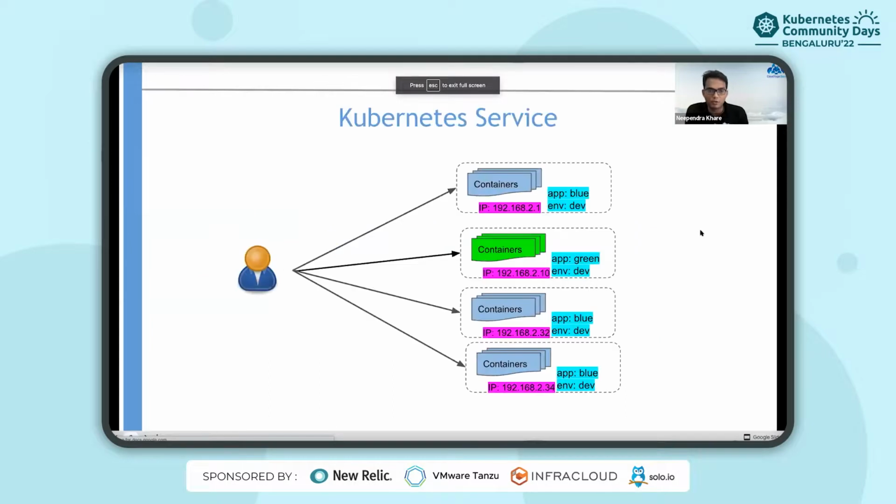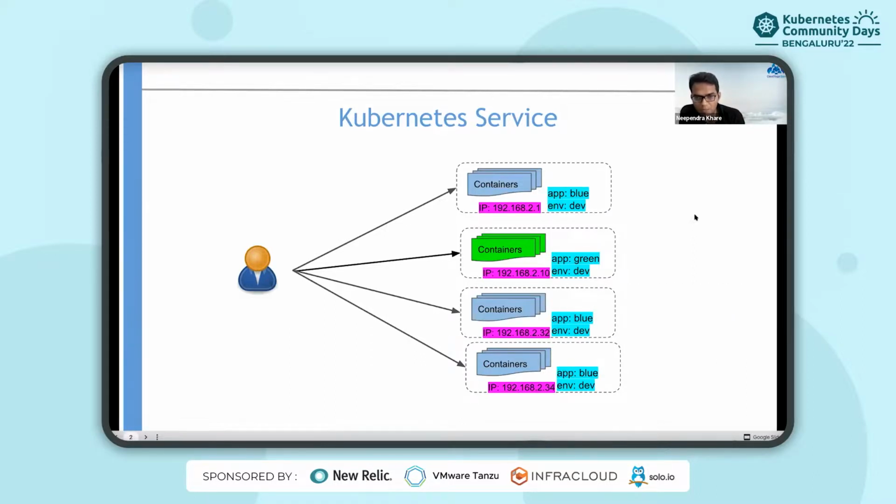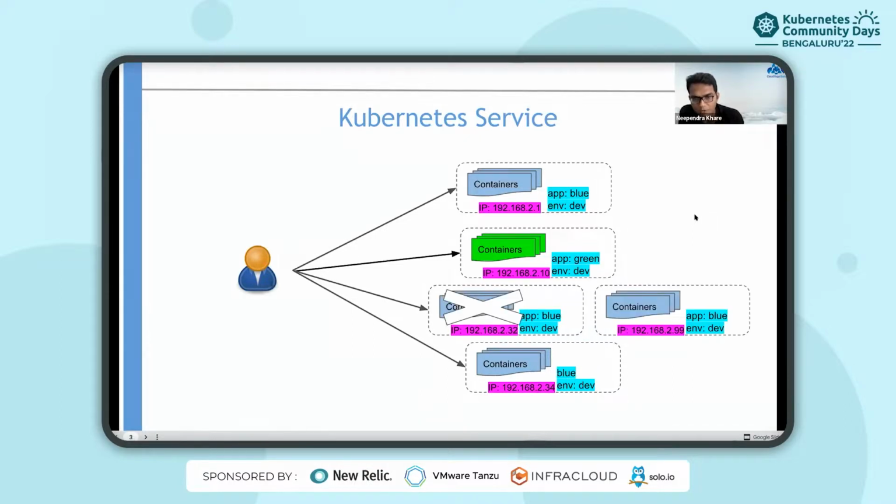If I look at the service object, why do I need it first of all? Suppose I have these pods running. Some of them are blue, some of them are green pods. Now I have these pod IP addresses which are available inside the cluster, and my user can communicate to these pods. That's perfect. But what happens if a pod dies? Previously all the pods had an IP address, and I can communicate to the pod IP. But if the pod dies, a new pod would come up with a different IP address.